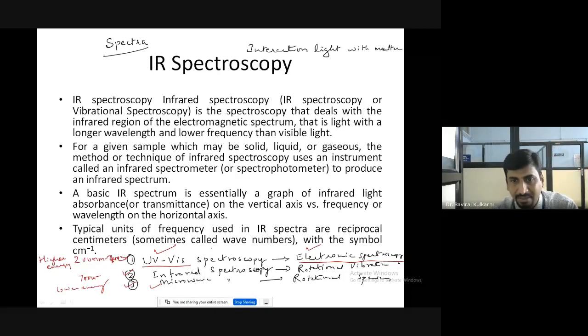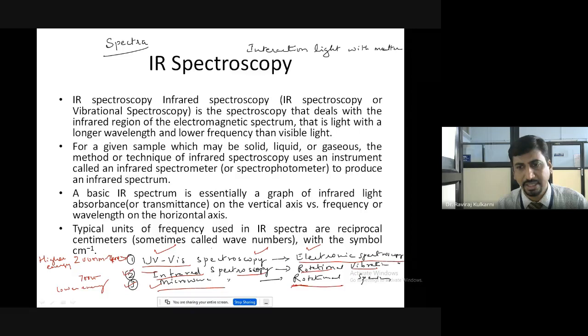Infrared spectroscopy has lower energy compared to UV visible. It can vibrate and rotate the molecules, so it's called rotational vibrational spectroscopy. Microwave, which you use at home for heating, provides rotational energy, so the water heats up in microwave ovens. It doesn't have that much energy, it can only rotate the molecules. Based on energy, we classify them as electronic spectroscopy for UV visible, rotational vibrational spectroscopy for infrared, and rotational spectroscopy for microwave.